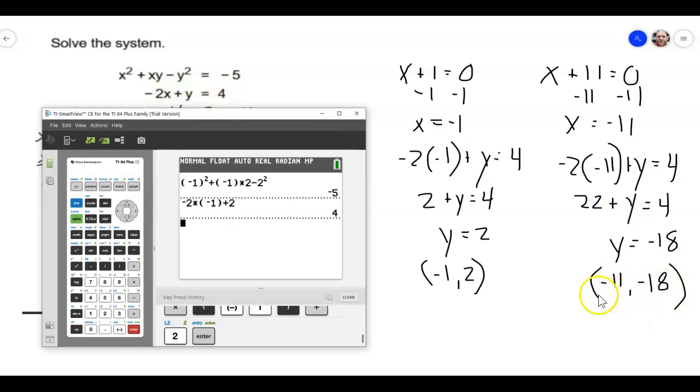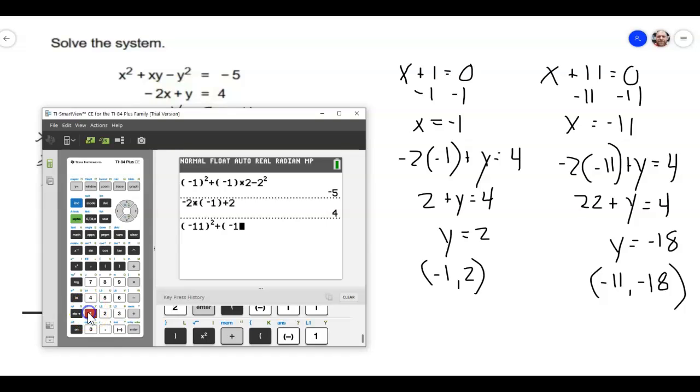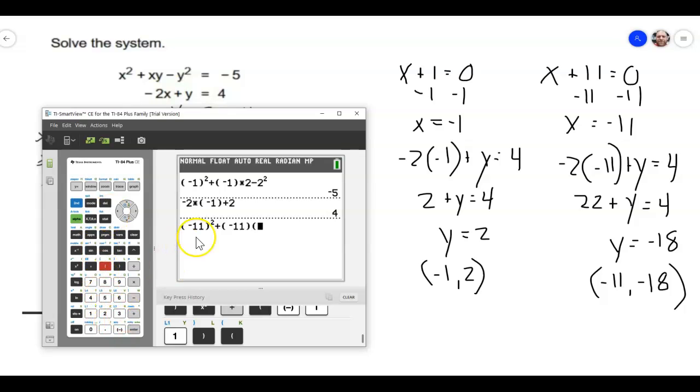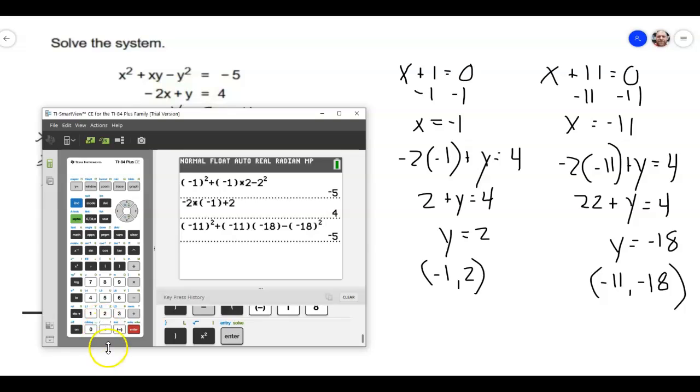Now let's check this one here. The x is negative 11, so negative 11. We square it plus x times y, so that's going to be negative 11. And since we're putting them next to each other, we don't actually have to put the times button in there because the parentheses next to each other will actually multiply those together. Like that, and then minus negative 18 squared. And negative 5, sure enough.